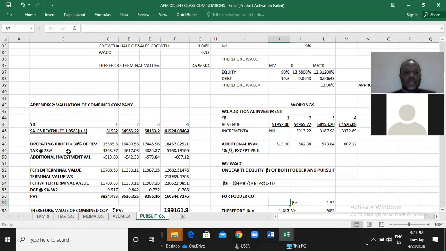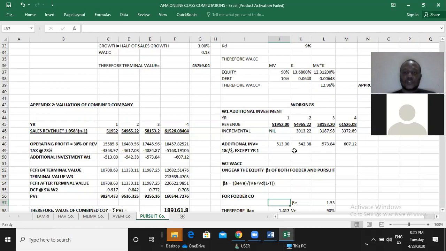And from there we're able to compute our operating profit margin. Our operating profit margin too was given to us directly in the question. Then we charge tax. They told us tax was 28% for all the companies, so we're able to use that 28%, subtract the tax, and do additional investment similar to the first one. The only thing was that they made the additional investment computation slightly easier.